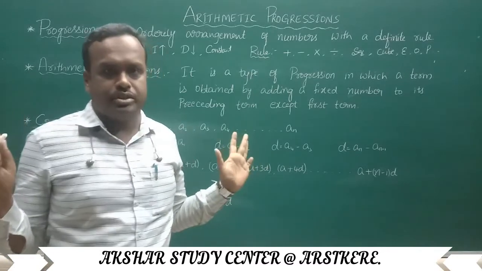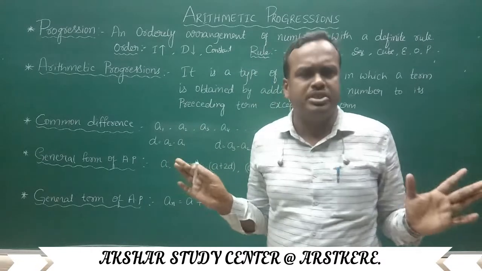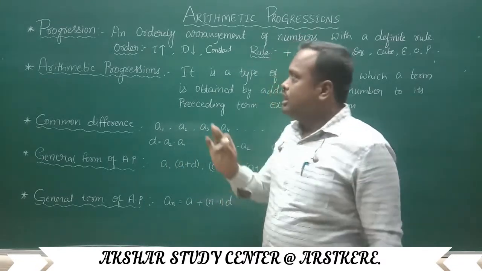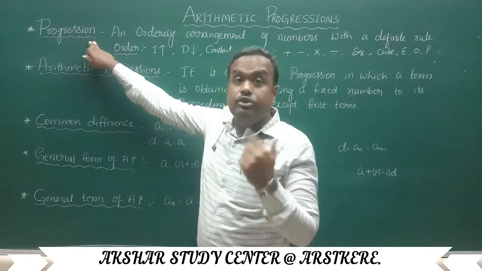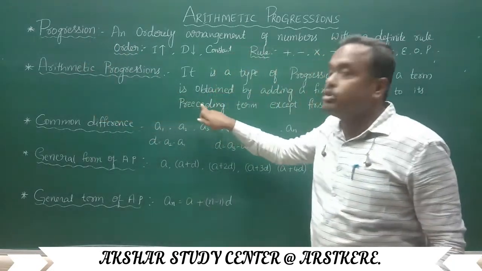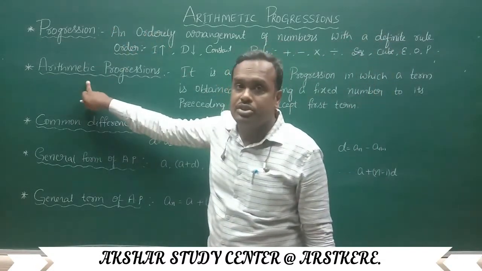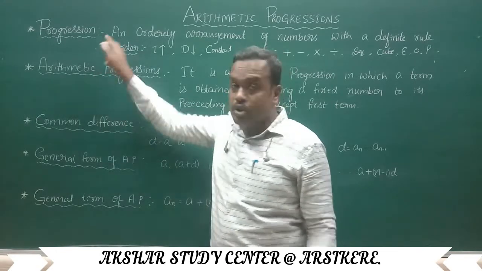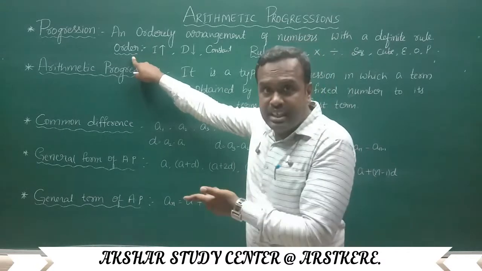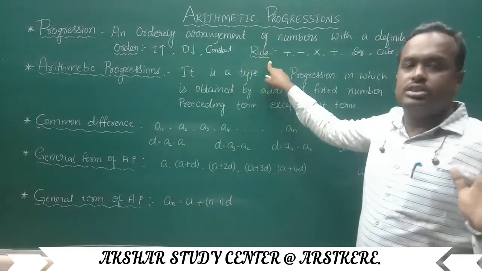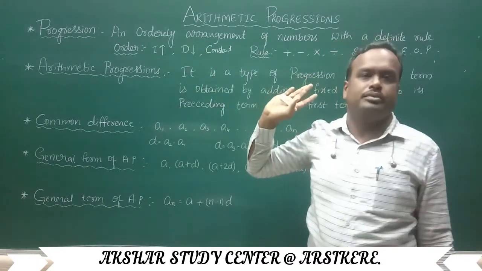Got it children? If such numbers follow a definite order and any one of the rules, we can say it is a progression. But there is a doubt, children. Some students made a mistake in some test. To check whether the given numbers are in progression or not, they used the arithmetic progression rule. It's wrong. It is progression, and it is arithmetic progression. Progression means we must think about order, and if it satisfies, we think about the rule. Don't go for the arithmetic rule. Got it? So this is about progression.